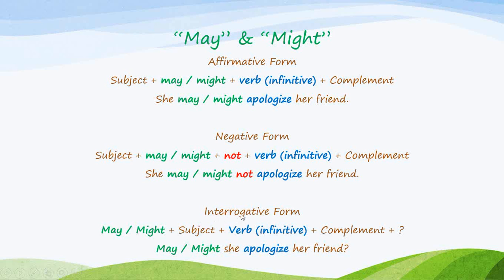Finally, for the interrogative form, we start with the modal verbs may or might plus subject plus the verb in infinitive, the complement, and obviously the question mark that should never be missed. May or might she apologize her friend?